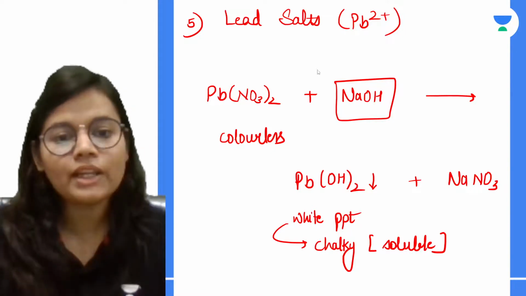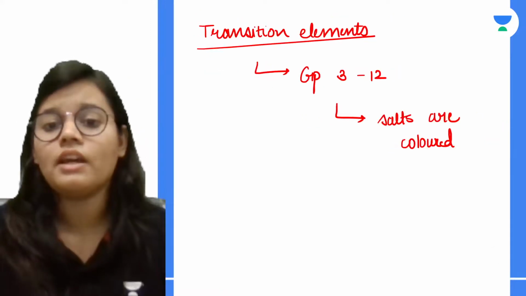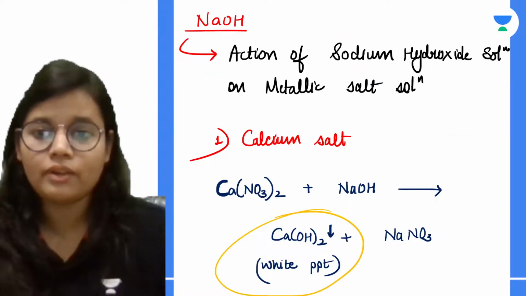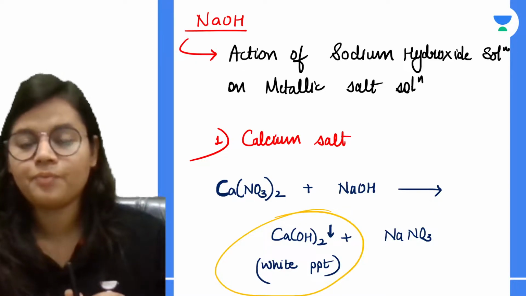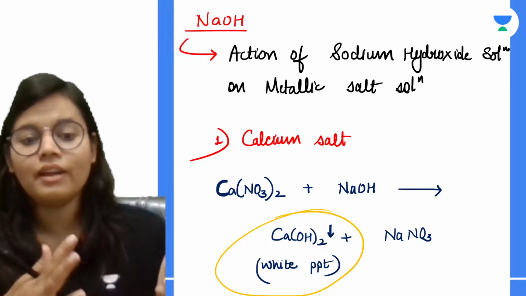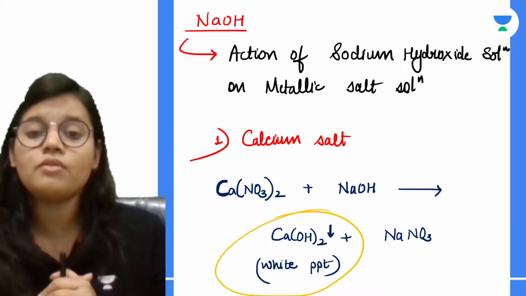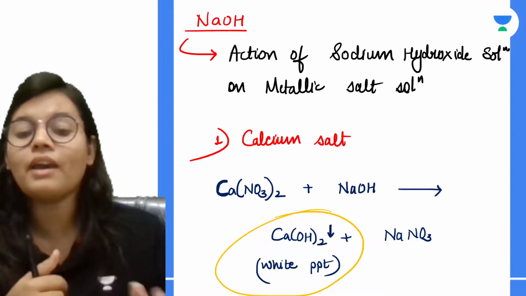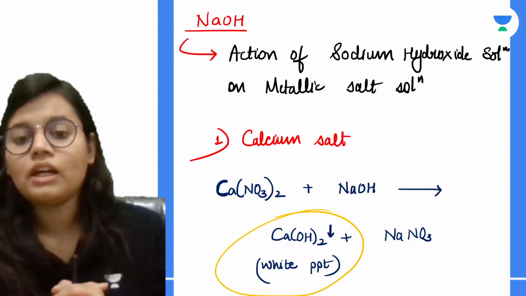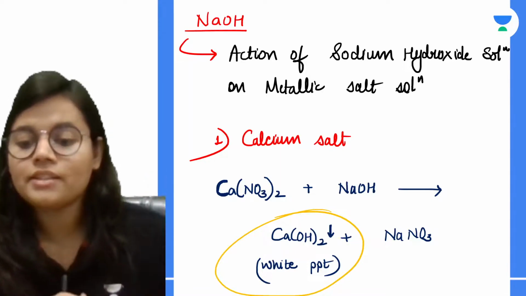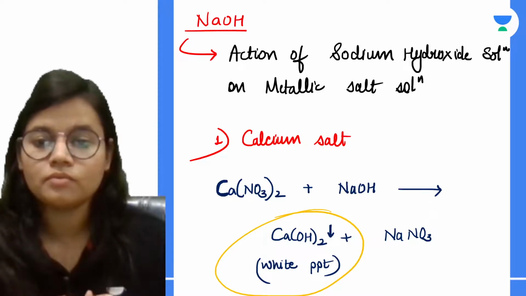So let's quickly revise the different types of ions we discussed in today's class, and how to identify them. For today, our reagent was sodium hydroxide. What is a reagent? It reacts with a substance and helps us to identify which type of salt or ion is present. For calcium salt, we are getting a white precipitate which is not soluble in the water.